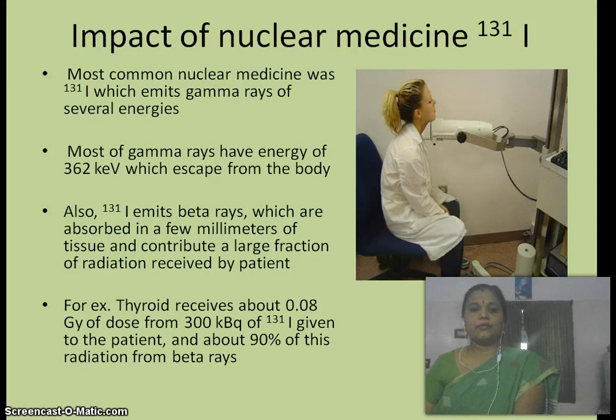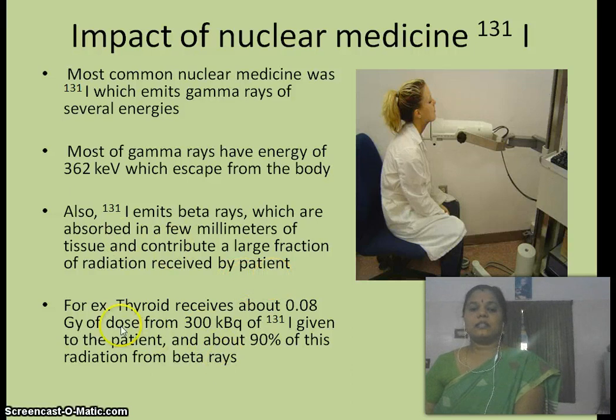Here is an example for you to understand nuclear medicine. Here you can see a patient undergoing treatment for thyroid cancer, and the radionuclide used for the thyroid treatment is iodine 131. The significance of iodine 131 is that it emits gamma rays as well as beta rays. The gamma rays are in the range of 362 keV and normally escape from the body, whereas the beta rays are absorbed by the tissue within a few millimeters, and may contribute a large fraction of the radiation received by the patient.